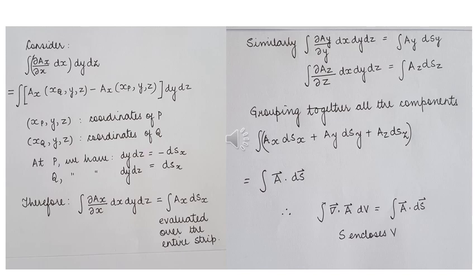Similarly, we can write the integral of ∂Ay/∂y dx dy dz as the integral of Ay dsy, and the integral of ∂Az/∂z dx dy dz as being equal to the integral of Az dsz. So grouping all the components together, we get the integral within brackets Ax dsx plus Ay dsy plus Az dsz, equal to the integral of A dot ds. Therefore, the integral of divergence of A dv is equal to the integral of A dot ds, where S encloses V.